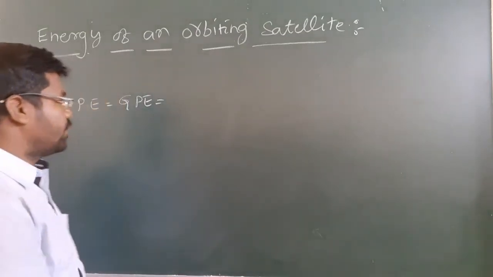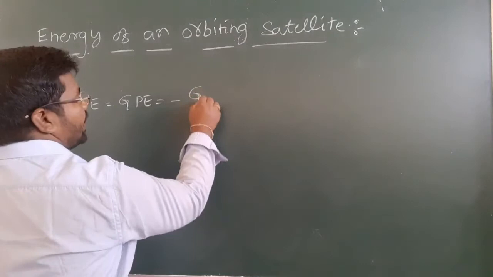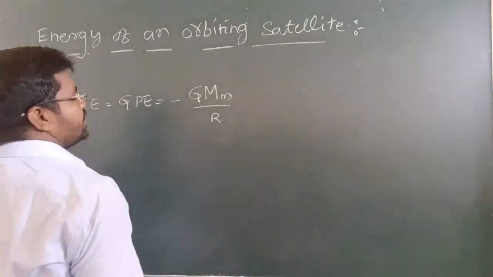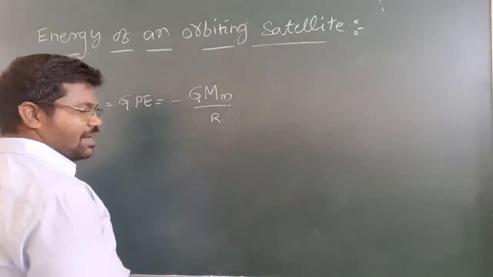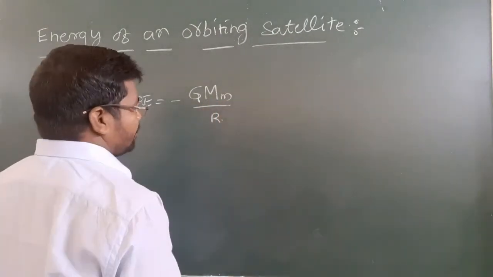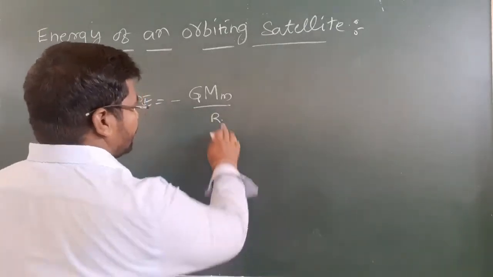So what is the expression? Yes, my children, minus GMm by R. Here G is the universal gravitational constant, capital M is the mass of the earth, small m is the mass of the body, and R is the radius of the earth.